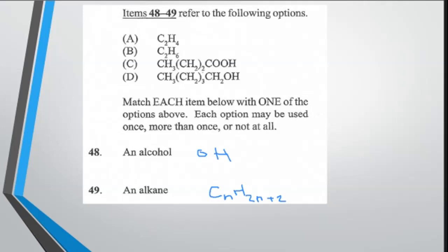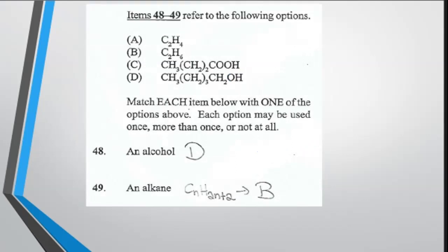All right, so let's see. A, B, C, D has an OH at the end. So D is probably the alcohol. It doesn't have any other oxygens present, just an OH group. So D is an alcohol. Now the alkane. Let's try the first one, C2H4. That is C2, 2 2s are 4, plus 2. So A is not an alkane. C2H6: 2 2s are 4, plus 2 is 6. So the answer is most likely B. B is the alkane, while D is the alcohol. So for 48, the answer should be D as in dog, and for 49, the answer should be B as in boy.